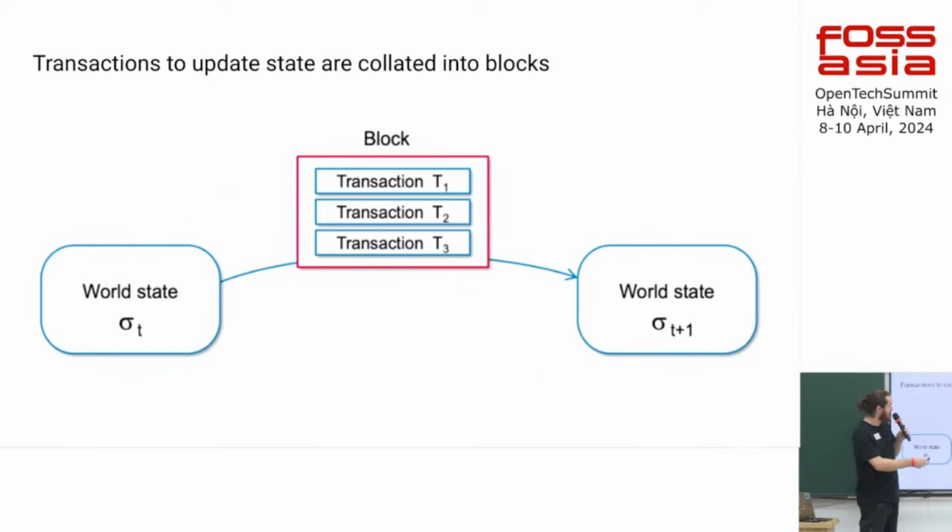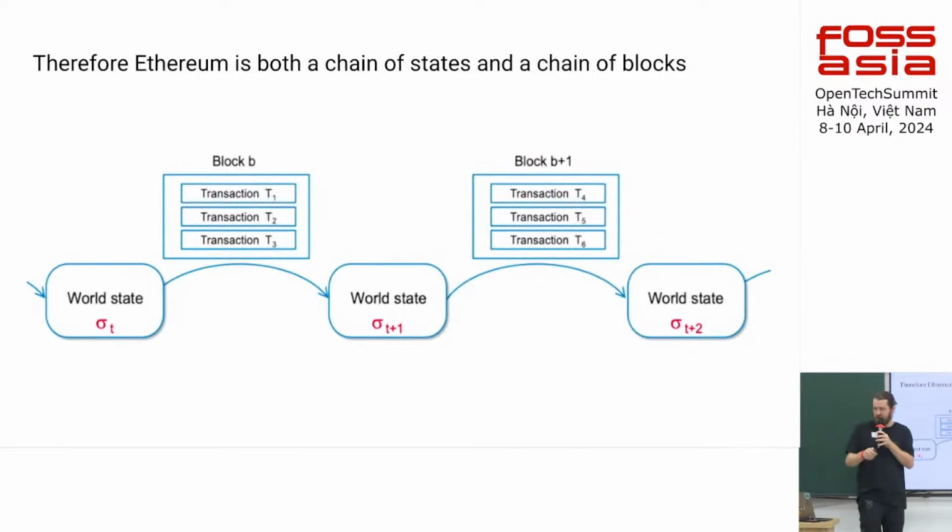And so what happens is, every single block, the world state changes, right? You can think of a block as having a bunch of different transactions in it. Those are going to get bundled up, and so the transactions are collated into these blocks. Ethereum is both a chain of states and a chain of blocks. As these transactions happen, the state updates, and the previous state is changed using these block updates in transactions.